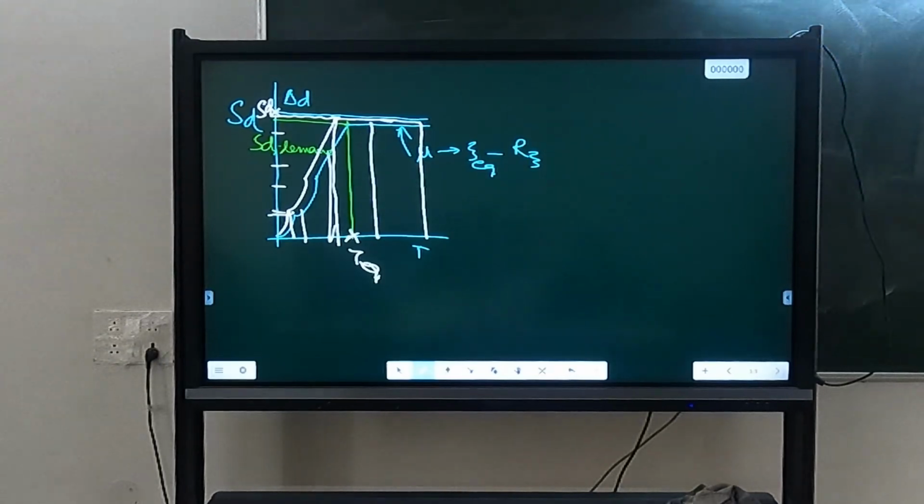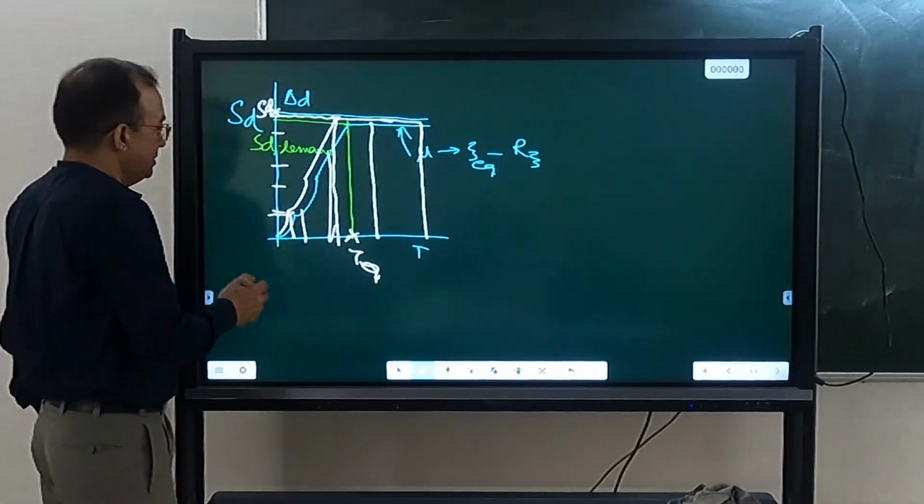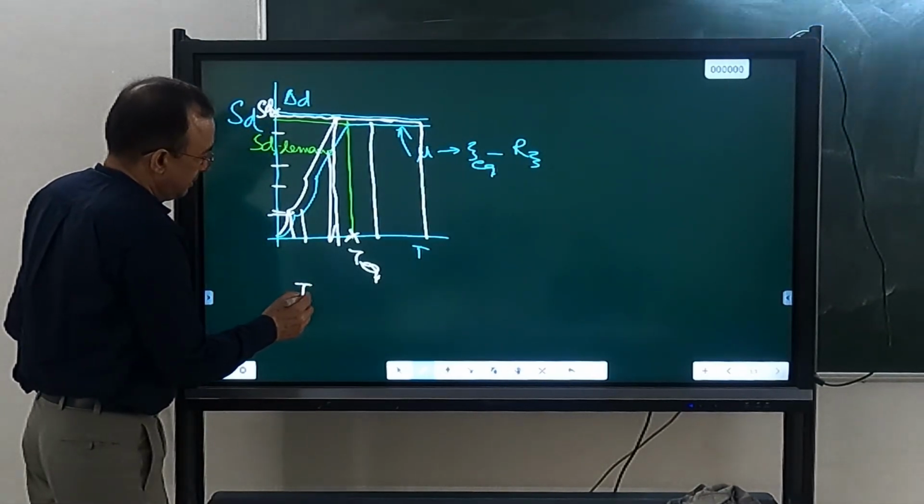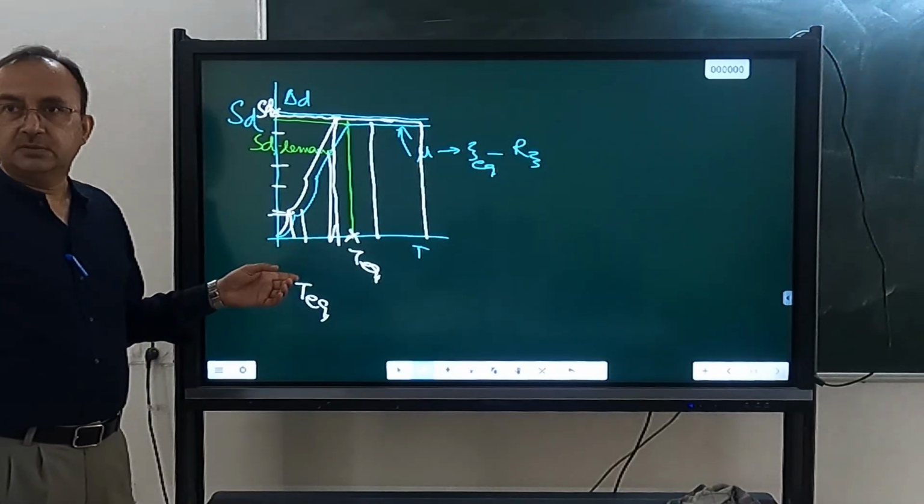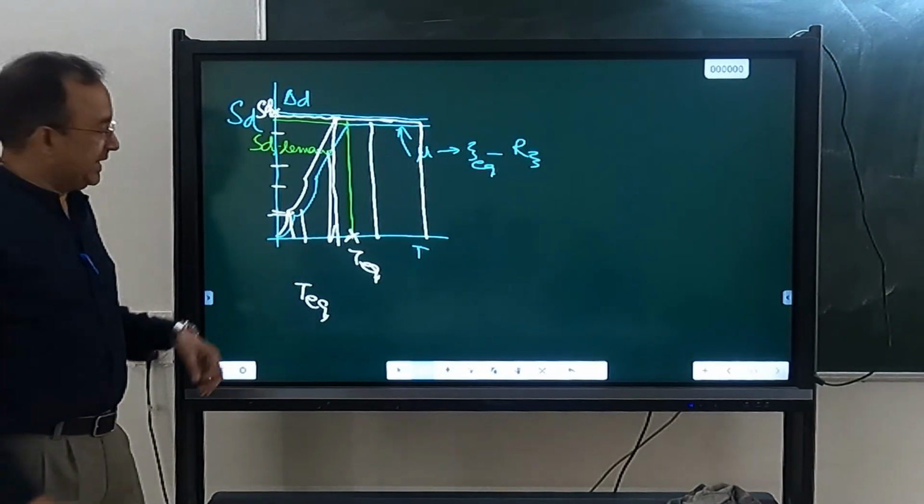Okay. After getting this final displacement, what it means is that I cannot design for delta D. But I have got now T equivalent corresponding to that.